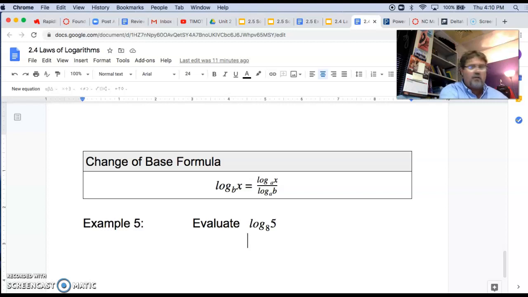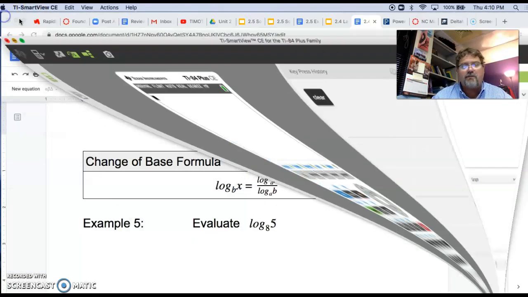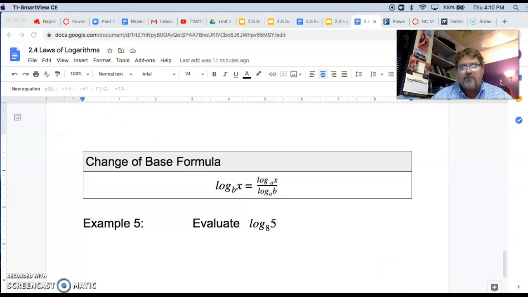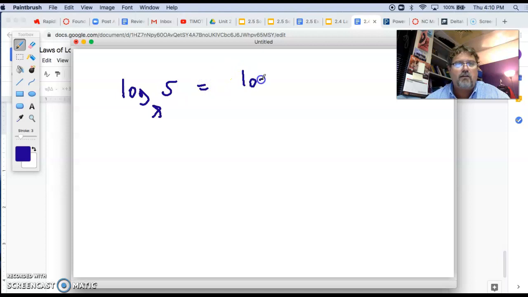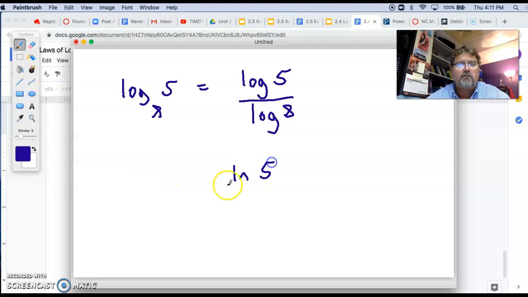So we're going to work on log base 8 of 5. And let's pull up the calculator and show you what I'm talking about. Oh, actually, let's write it first. What I'm saying is log base 8 of 5. Use the change of base formula. Log base 8 of 5 is log of 5 divided by log of 8. Or it could be natural log of 5 divided by the natural log of 8.